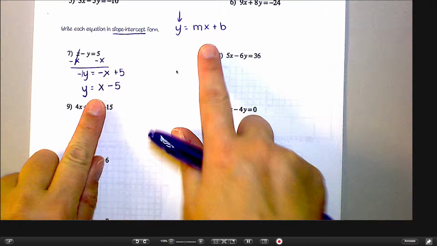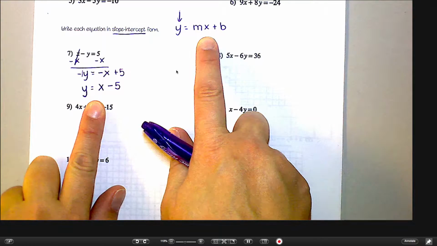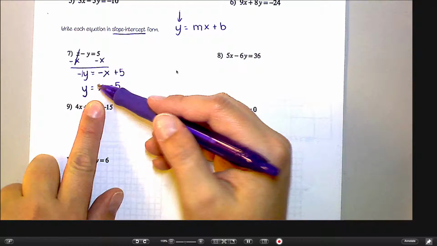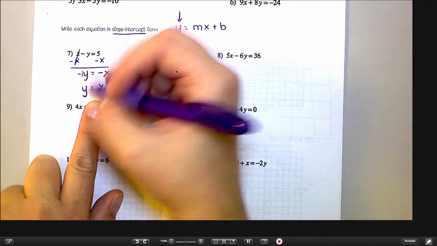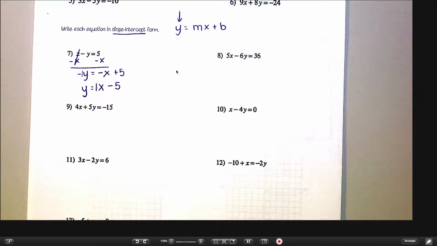Am I now in the right form? I am. It doesn't quite look like it because it looks like I don't have an m number, but my m number is just a 1. Okay, so I am in the right form. Let's pick one more of those to do.